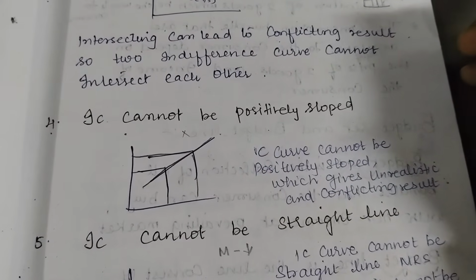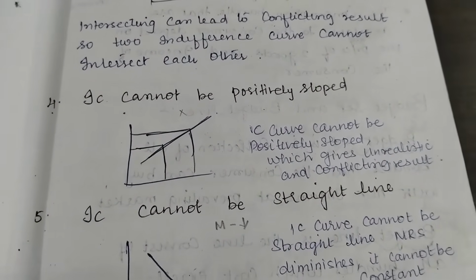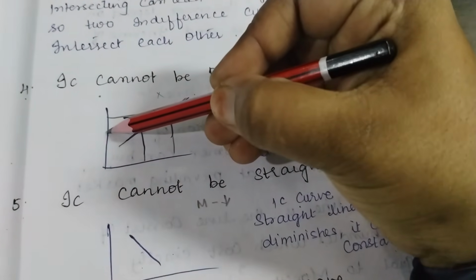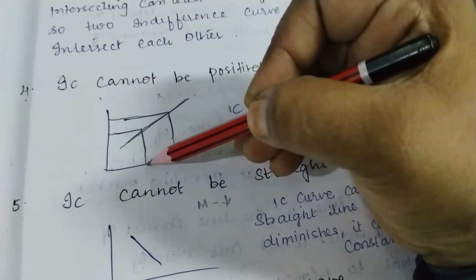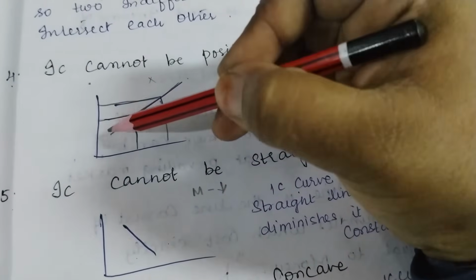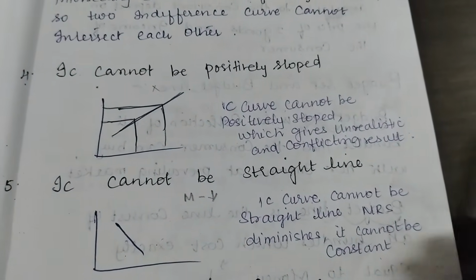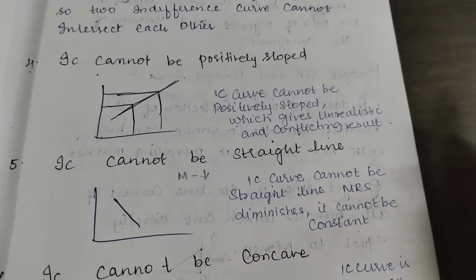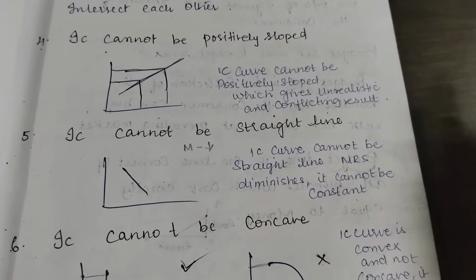An IC cannot be positively sloped. As you can see, this good is also at the maximum and that good is also at the maximum, which is not possible. So the IC curve cannot be positively sloped, which would give an unrealistic and conflicting result.